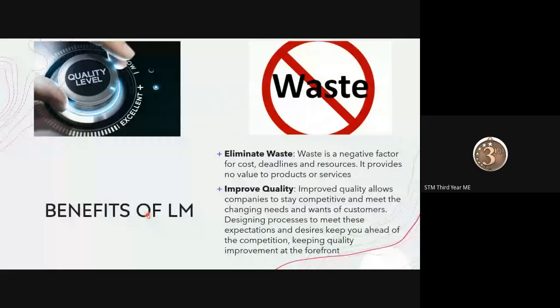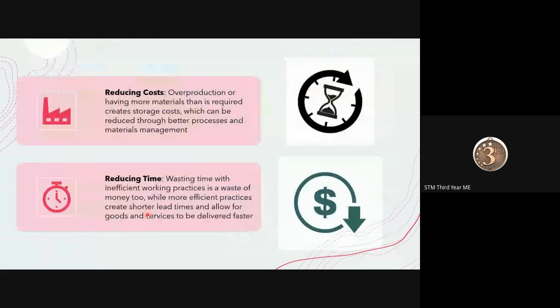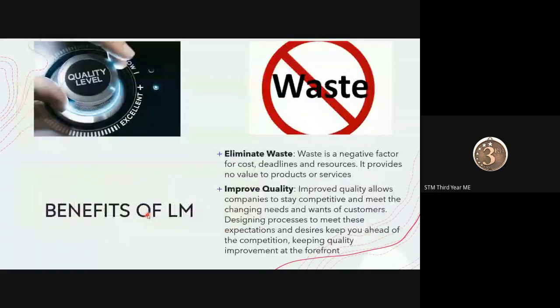Next, we will look at the benefits of lean manufacturing. Basically, there are four benefits. First one is eliminate waste. Next is improve quality. Then reducing cost. And the last one, reducing time. So four benefits are there for lean manufacturing. I have termed it as LM, that is lean manufacturing.